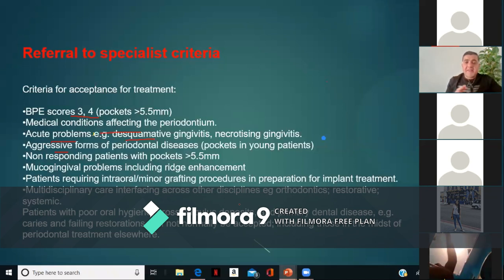And any specialist will reject your referral if you didn't get consent from the patient, if you didn't tell the patient what the specialist might do, if you didn't ask the patient if he's happy to cope with it, if you didn't give proper oral hygiene instructions. If the patient should stop smoking, his diabetes should be controlled, and meticulous oral hygiene should be stable before referral, otherwise your referral will be rejected.